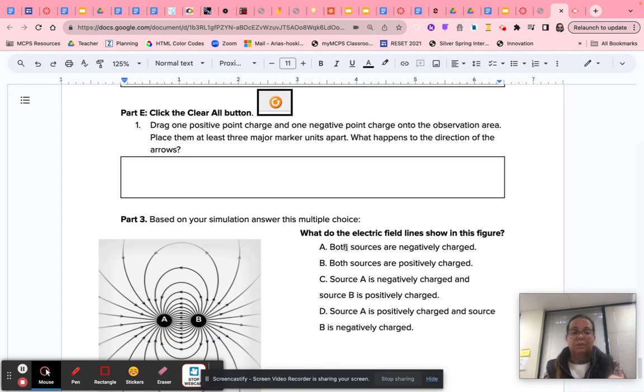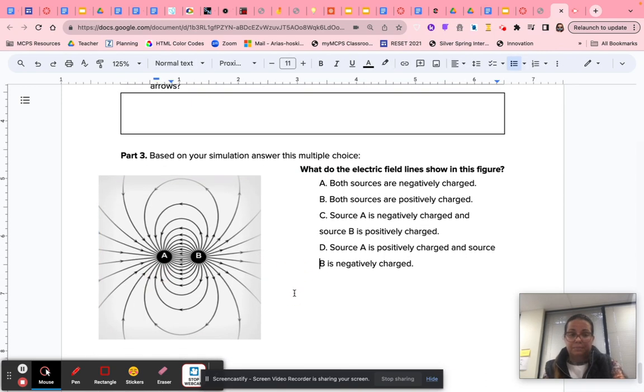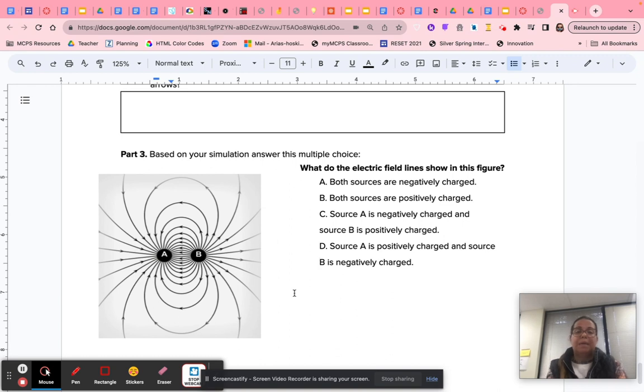What do electric field lines show in this figure? Look at this figure. What do you see is happening in source A versus source E? Which one is going toward the source? Do you think that's positive or negative? And which one is going away from the source?